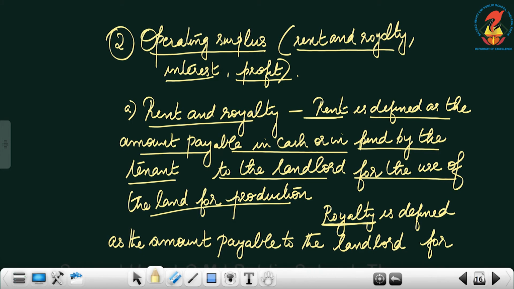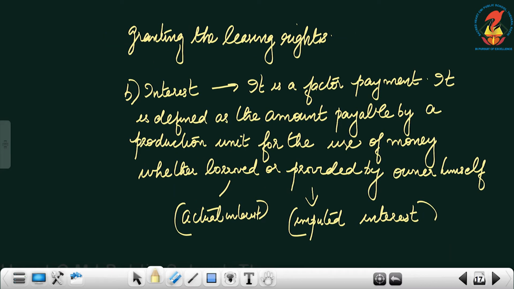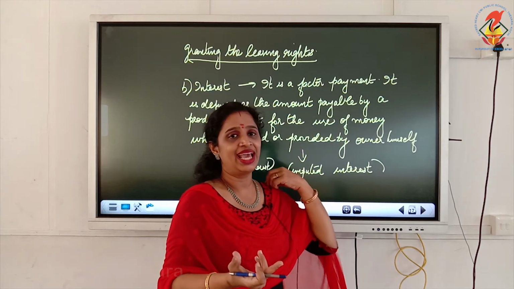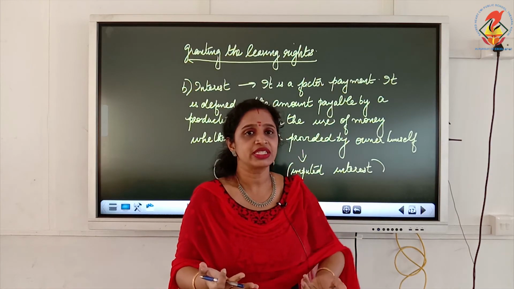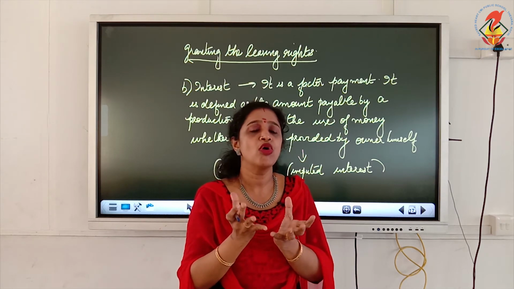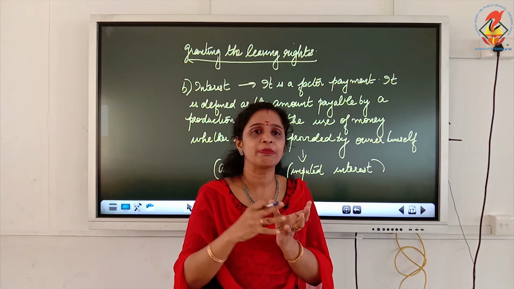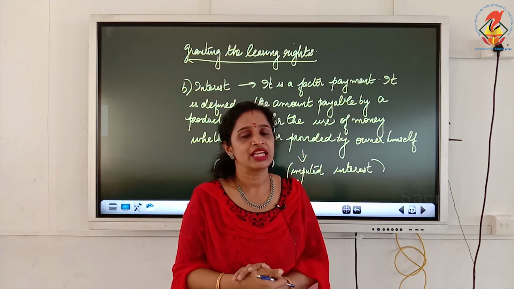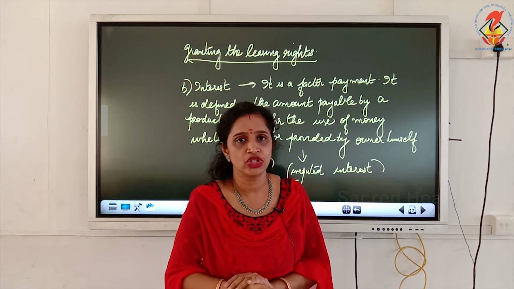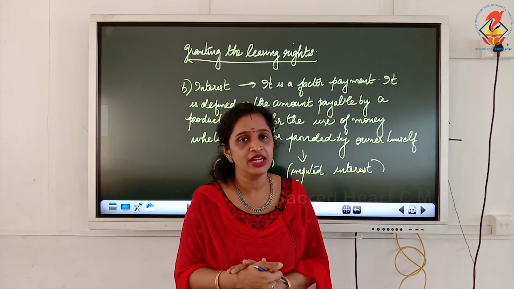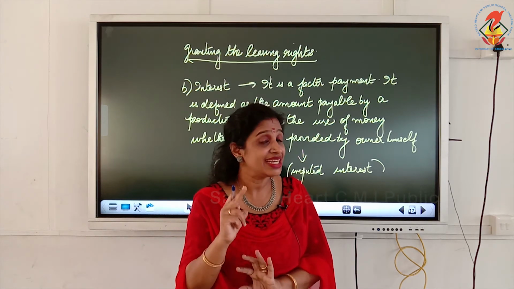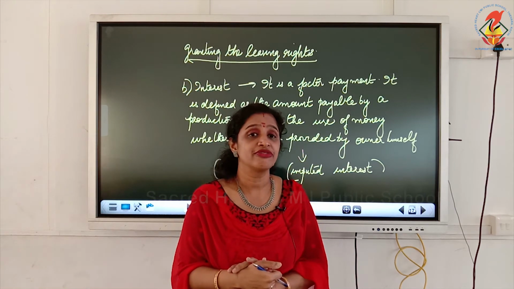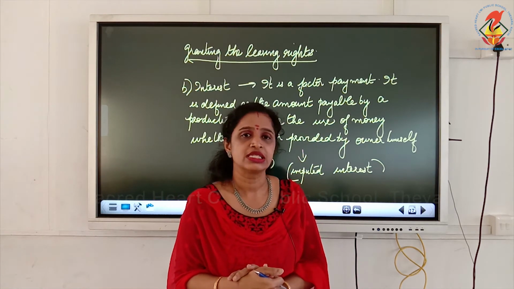Next, royalty. Royalty is defined as the amount payable to the landlord for granting the leasing rights. We take house, land, etc. for lease. If it is taken for the lease, the lump sum amount will be paid by a particular person to the owner, and after that particular period the amount has to be repayable. So interest is a benefit for the owner when the whole amount is being paid by the user. So rent and royalty comes under the first component of operating surplus.